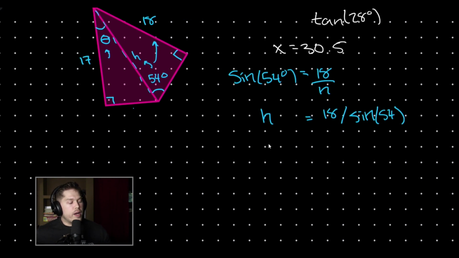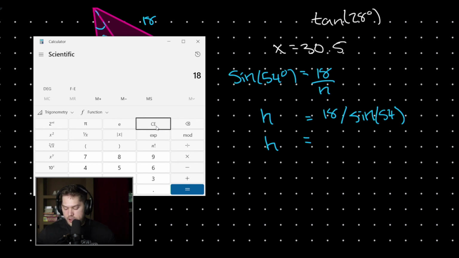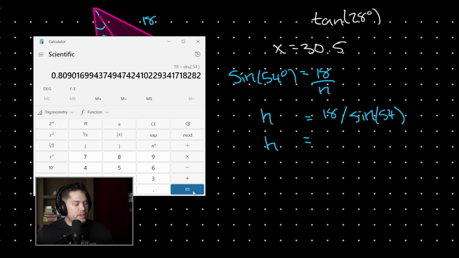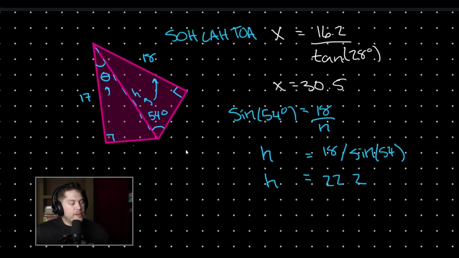And we can, of course, now plug this into our calculator. So we have 18 divided by sine of 54 degrees, and that's 22.2. Now let's solve for theta. So in terms of theta over here, what do we have? Well, we have the adjacent side and we have the hypotenuse. So we're going to be using our cosine function.